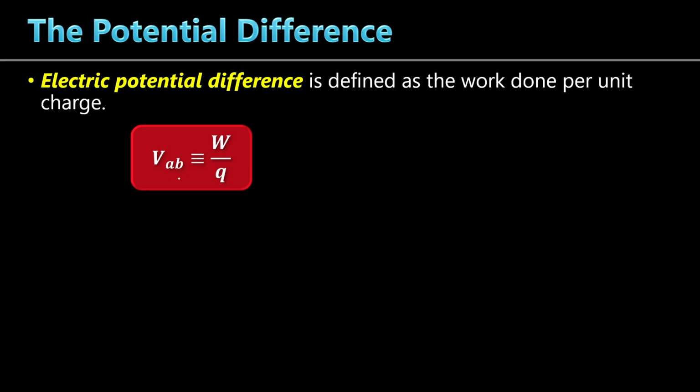Because potential difference is work divided by the charge, and these two are both scalar quantities, the potential difference is also a scalar quantity. And what would be its unit? The unit of potential difference would be the unit of work, which is joule, divided by the unit of charge, which is coulomb. So, 1 joule of work done per coulomb of charge is equivalent to 1 volt of potential difference. So, volt is the unit of potential difference.